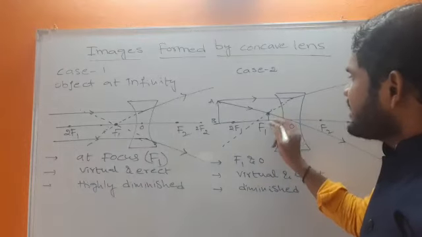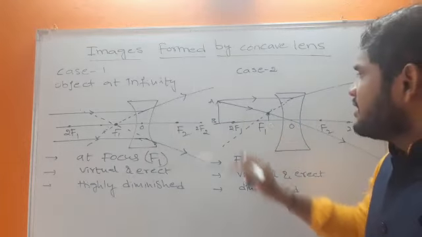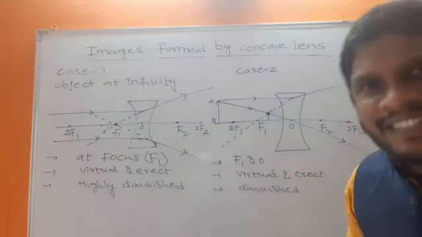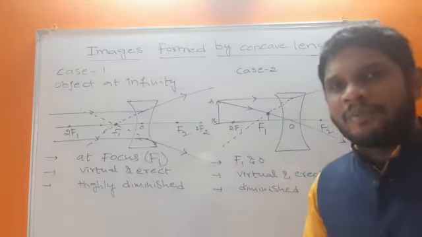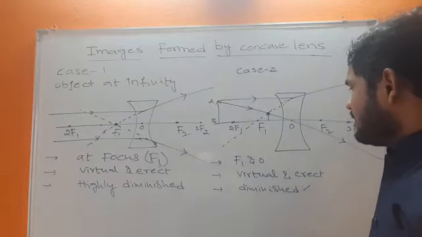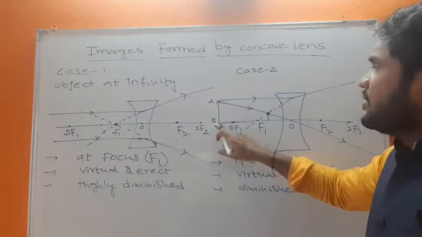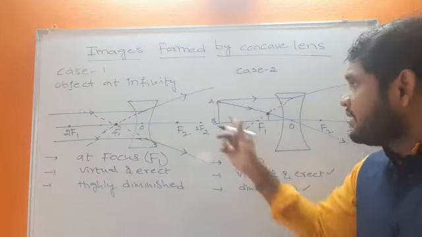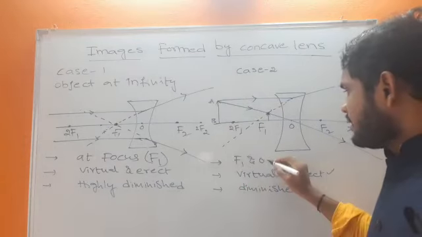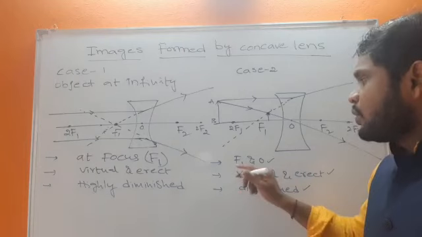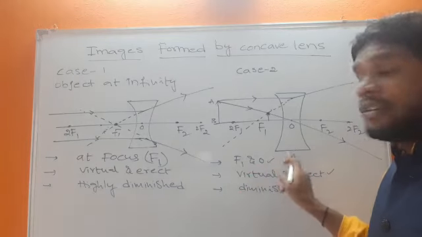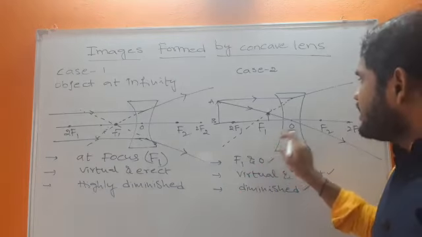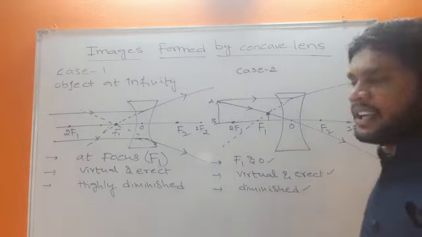You can see the size of the image is smaller than the object; that is what diminished means. And virtual, erect: the image is formed above the principal axis, which indicates that it is erect. And next is location. The location of the image is between F1 and O, the optic center. So that is what we can understand.